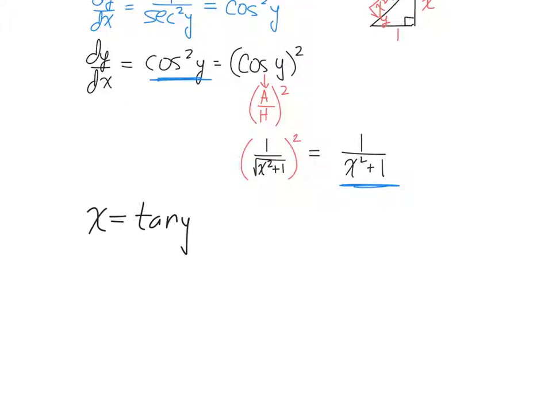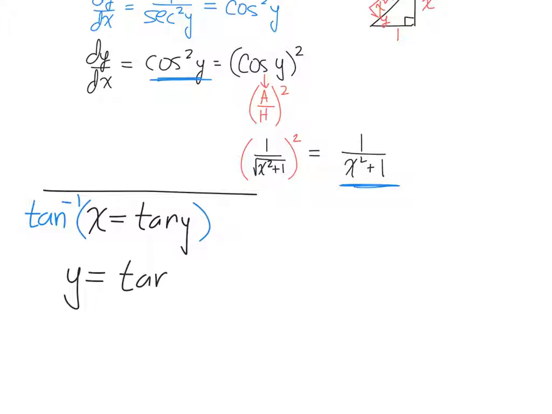All right, if I wanted to solve this for y, I would have to take the inverse tangent of both sides. In which case, I'd be looking at y equals the inverse tangent of x. All right, x equals tangent of y and y equals inverse tangent of x, they mean the same thing.